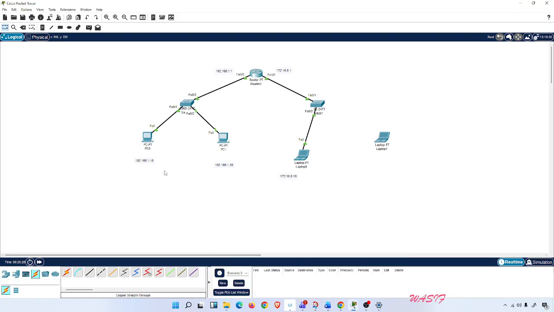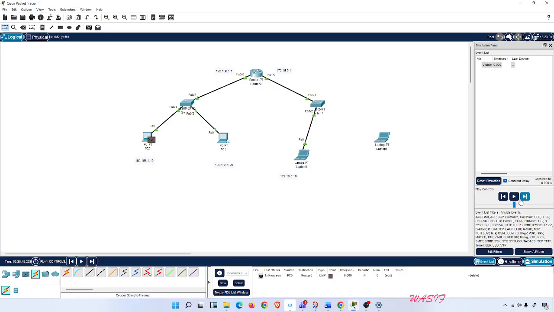Okay, let me send a packet from here to here, and let's see what happens. Successful. Let's do the simulation. The packet is sent from here, then the packet is sent here. So if you look at here, it was successful.